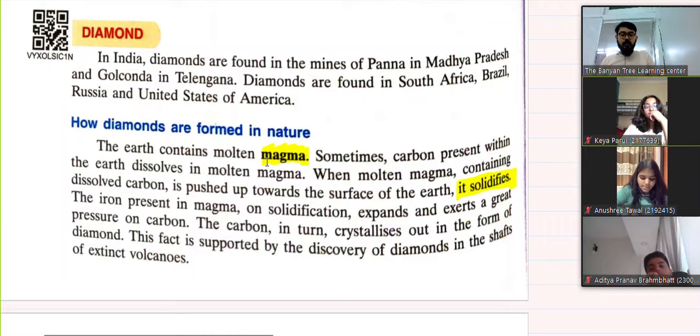So this fact is supported by the discovery of diamonds in the shaft of extinct volcanoes.